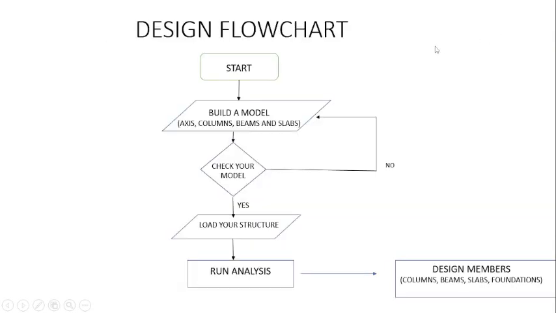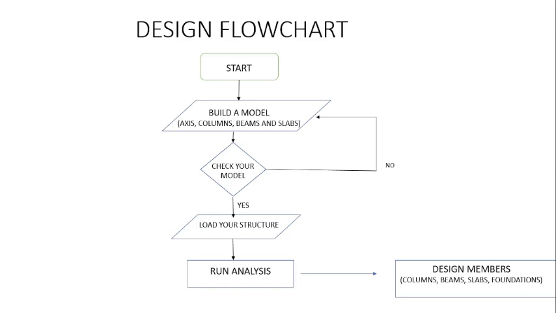So for the design flowchart, we're going to start with opening the prototype structure, getting used to the environment, and also from there we'll now build the model. We'll start with creating axes, creating columns, creating walls, creating beams, and also creating slabs. Then after we have done creating all of that and fixing it and creating a model, we'll check our model.